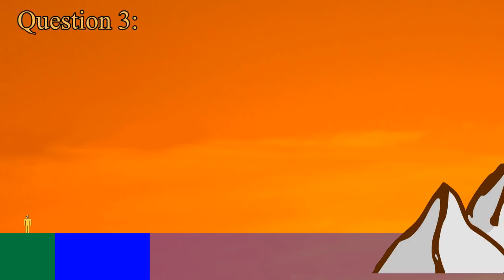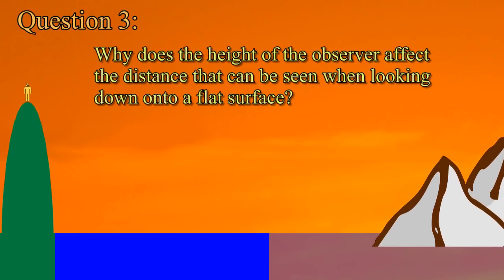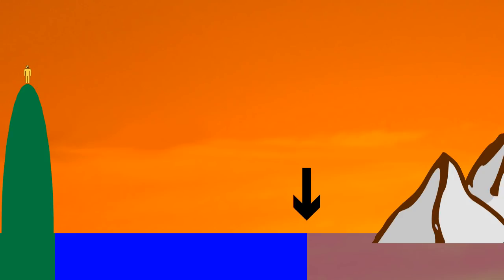Question 3. Why, if we went higher, would we be able to see more of this supposedly flat surface? We've seen that there is a distance at which our view of the sea just sharply stops. Why does the height of the observer affect that when looking down onto a flat surface?